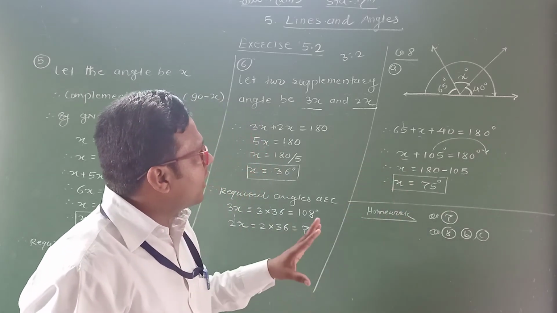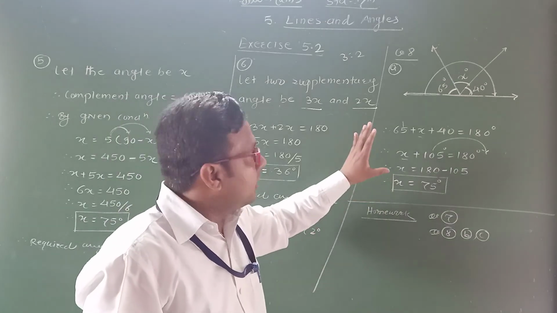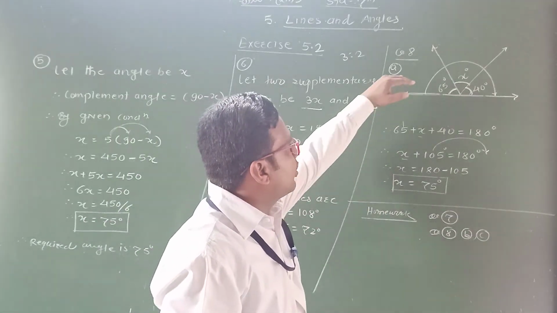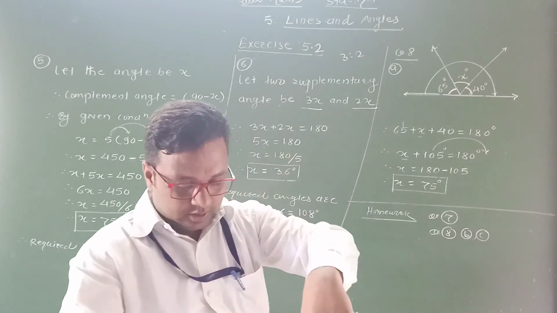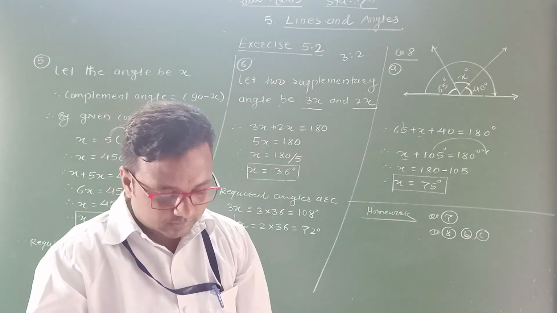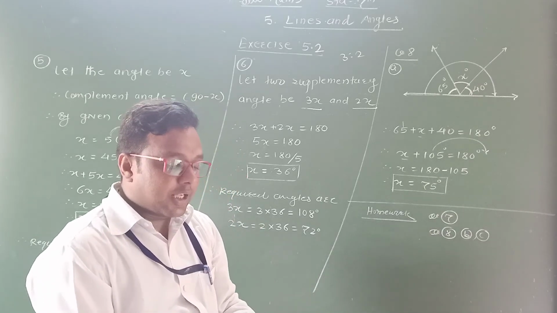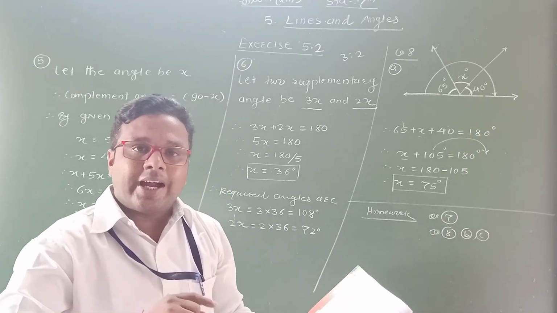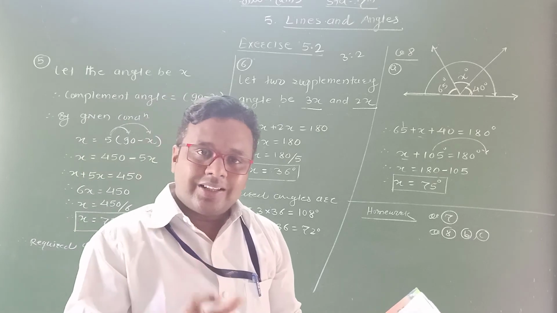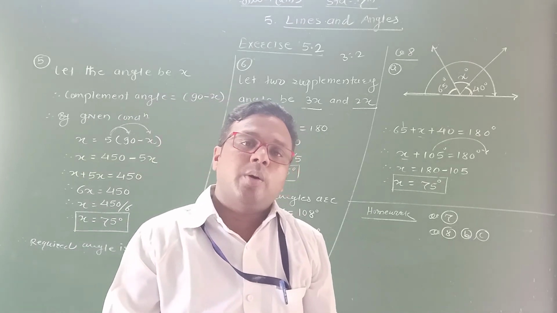In the same way you have to complete examples B and C from question number 8. Okay, see on page number 96. Again angles are given on the straight line. You have to do the addition of these angles, solve the equation, and then you will get the value of x.